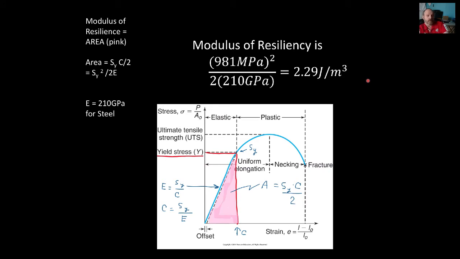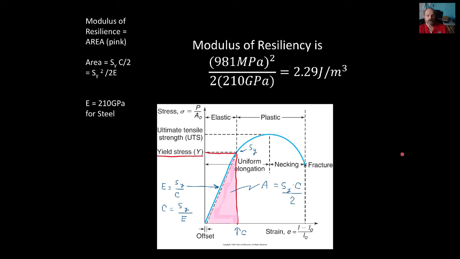So I want you to go through this. This is newtons per meter squared on top, squared, right, because it's megapascals. So a megapascal is a newton per meter squared. So now you get newtons squared per meter squared on the top. And on the bottom, you just get a newton per meter squared. So you end up with a newton per meter squared, and you can rewrite it as a joule per meter cubed. Okay? And that's the preferred way of writing down modulus of resiliency. It's also, if you do the math, a pressure unit, okay?